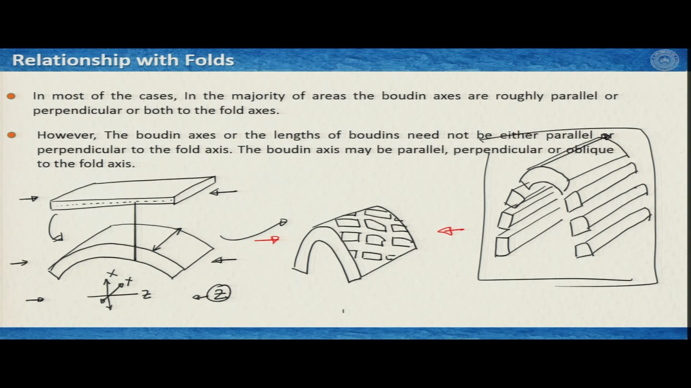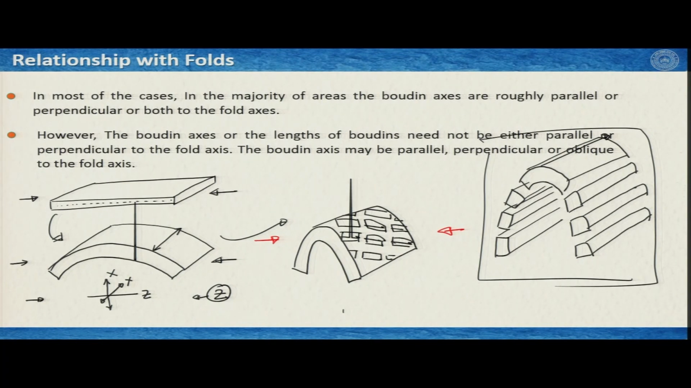Now, we will learn about these processes soon in a different way, but the Boudin axis or the length of the Boudins need not be either parallel or perpendicular to the fold axis. So, this is what is important, and the lengths of the Boudins can also be oblique to the axis of the folds. Such oblique Boudins, as we see here, whose axes are oblique to the fold, may develop if the bed is oriented oblique to the principal axes of stress.